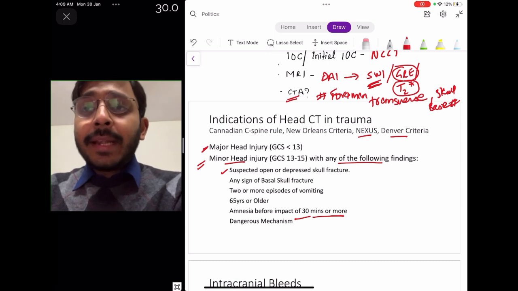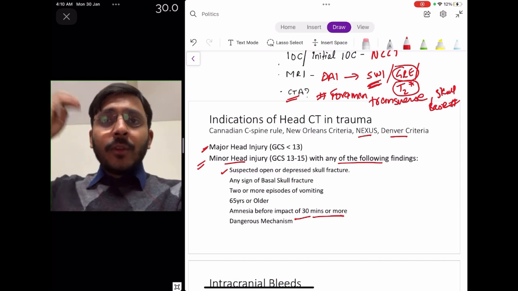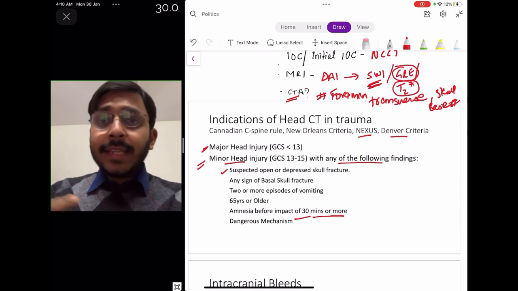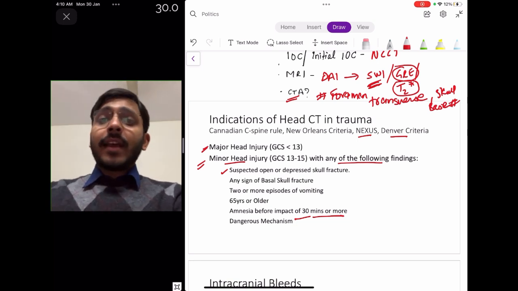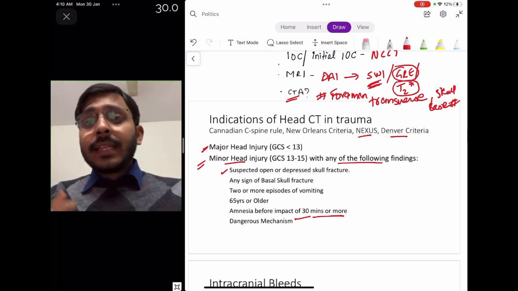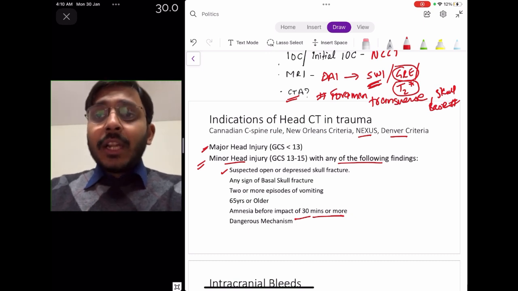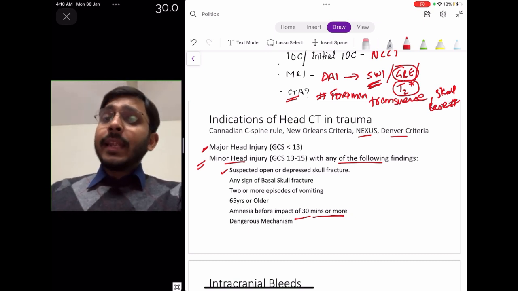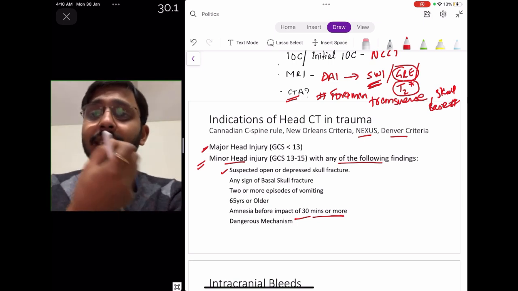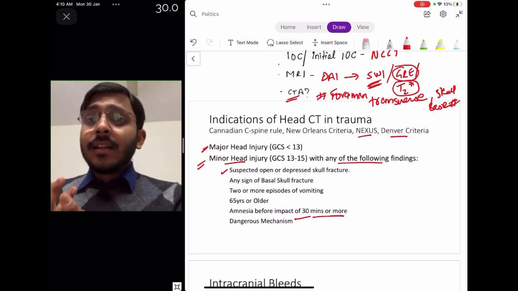So if they have a suspected open or depressed skull fracture, for example, there is a big laceration on the scalp, you suspect that there is an intracranial hemorrhage also associated, so you'll do a head CT. Any sign of basal skull fracture, for example raccoon eyes or bleeding from the ear, you suspect a skull base fracture, and hence a head CT is warranted. Two or more episodes of vomiting, there might be increased intracranial pressure secondary to hemorrhage, so you do a head CT.